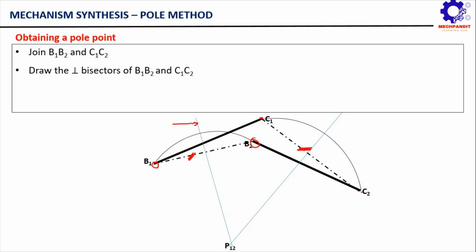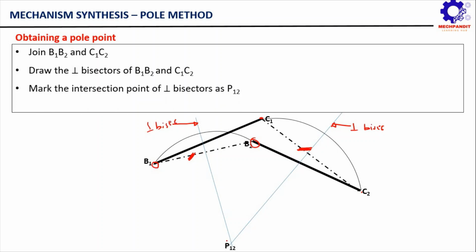So this line is the perpendicular bisector of B1B2, and this line is the perpendicular bisector of C1C2. Now these two perpendicular bisectors are going to intersect at this point P12. So this point P12 is the required pole point. This is how you can obtain the pole point for a link moving in a particular plane by simple construction.